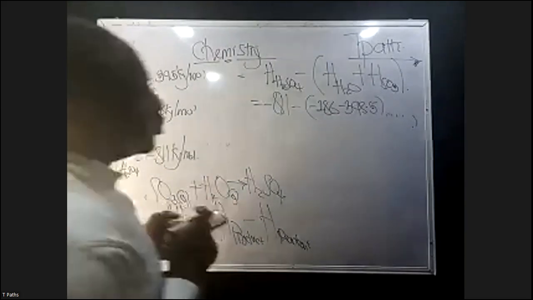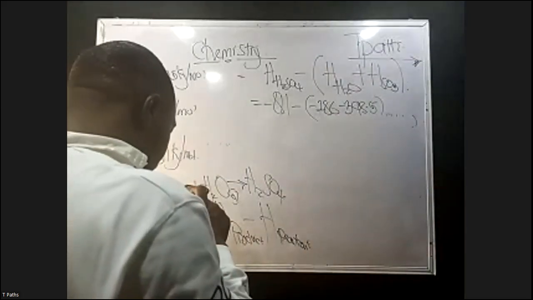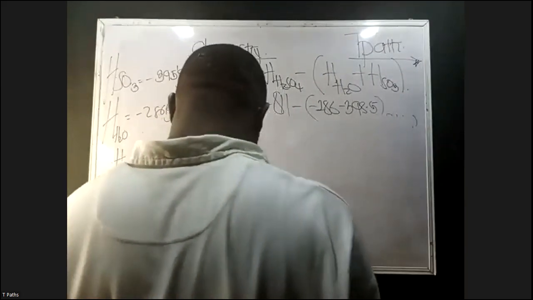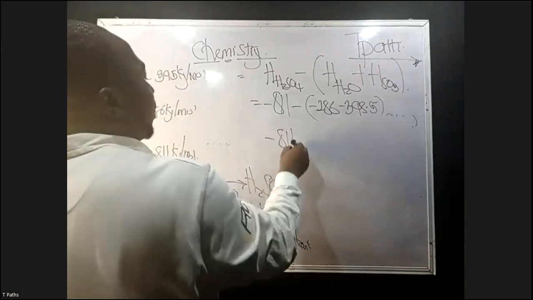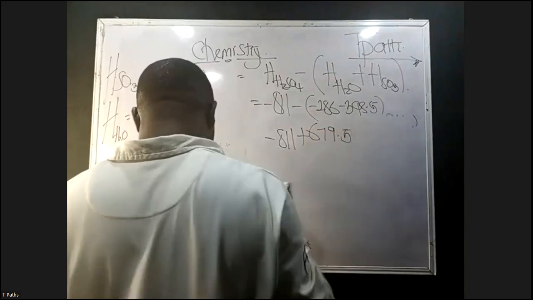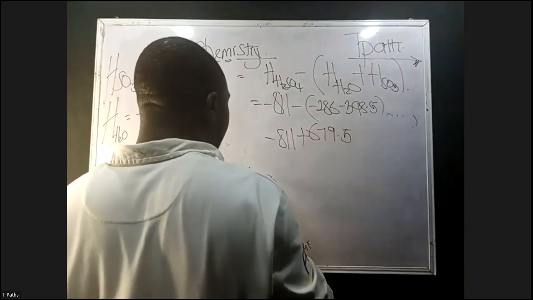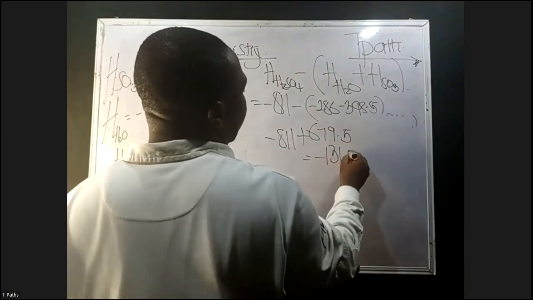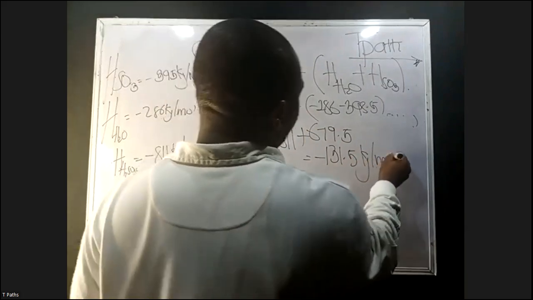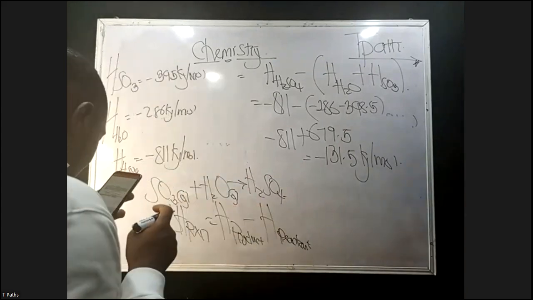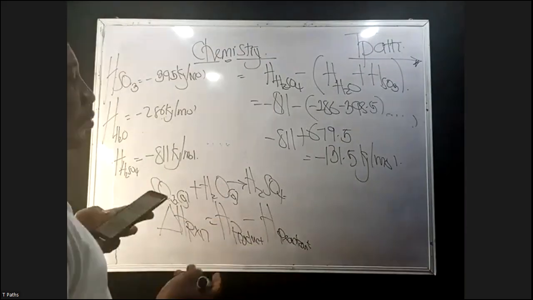Calculator. So 286 plus 393.5, first identify the one that is in the bracket. So this is minus 811 plus everything here, which is giving us 679.5. So 679.5 minus 811 is equal to minus 131.5 kilojoules per mole. So this is the answer. Minus 131.5 kilojoules per mole. You can assume that is the answer.